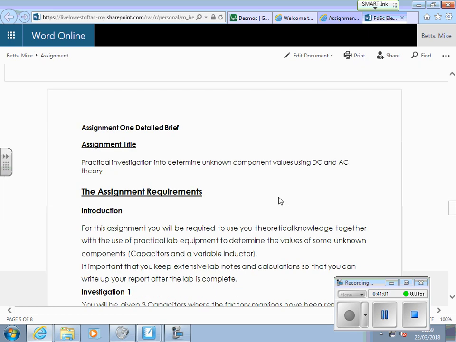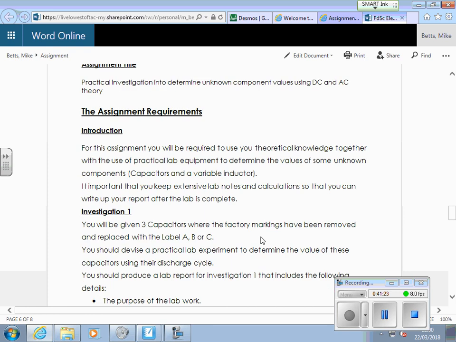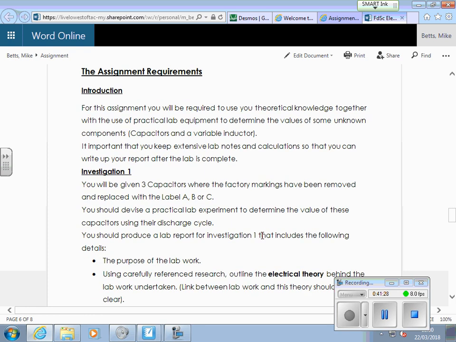In the task, you're required to use your theoretical knowledge together with the use of practical lab equipment to determine the values of some unknown components, capacitors and a variable inductor. It's important that you keep extensive lab notes and calculations so that you can write up your report after the lab is completed.